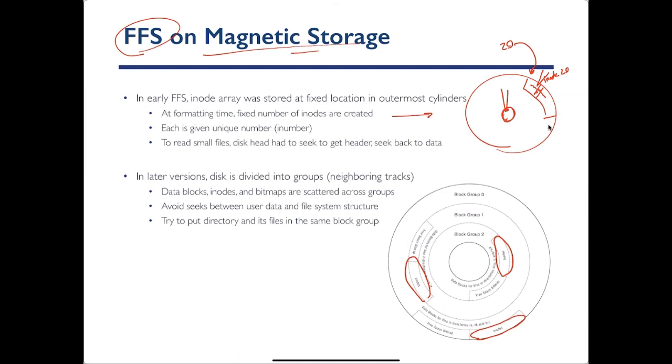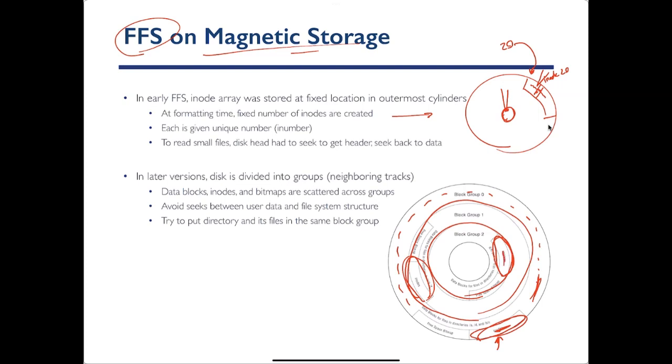In later versions, they realized that was bad, so they divided the disk into groups, and for each group they put an inode array, so that all the files in these tracks have their inodes here. You read the inode and then your file is here. The head doesn't need to move much. And if your inode is here, then your file is here. Again, you read the inode and then you can find your file within that group. The head of the disk doesn't need to move much. The same here. So this was an optimization they did.